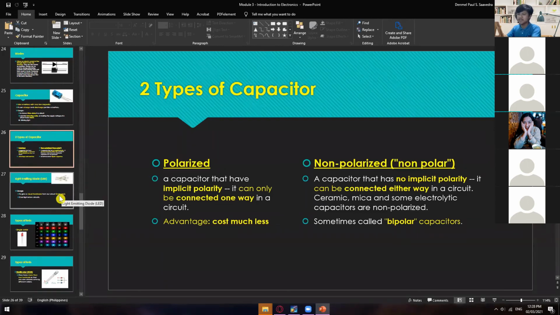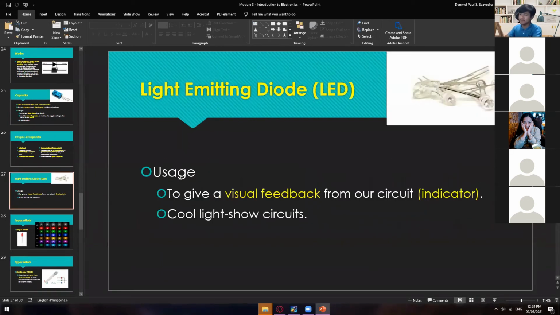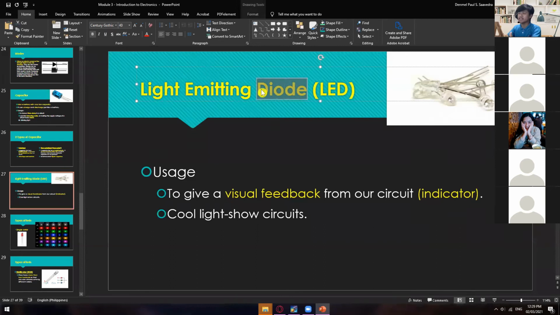Okay, so let us now move on to the next one, which is the LED, or light emitting diode. To those who still didn't know, this one is actually a diode, which only allows a single flow of current. As you can see, this one is polarized also, wherein you have to follow the polarity. The longer leg is the positive one, and the shorter leg is the negative one. If you put it the other way around, it will not work. It will simply block the current or electricity flowing through that LED.